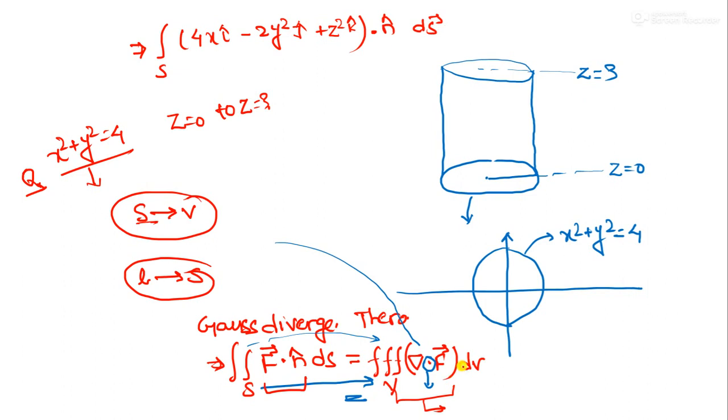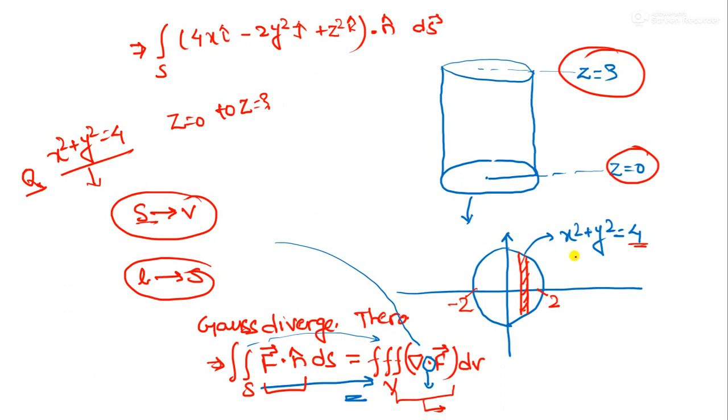So for the volume we need limits for x, y and z. What will be the limits of x, y and z? The z limit is known: z equals 0 to z equals 3. For the x limit, you know that the radius is 2, plus or minus 2, so it will be minus 2 to 2. And for y, you will have to take a strip of that circular region. What will be the limit for that?